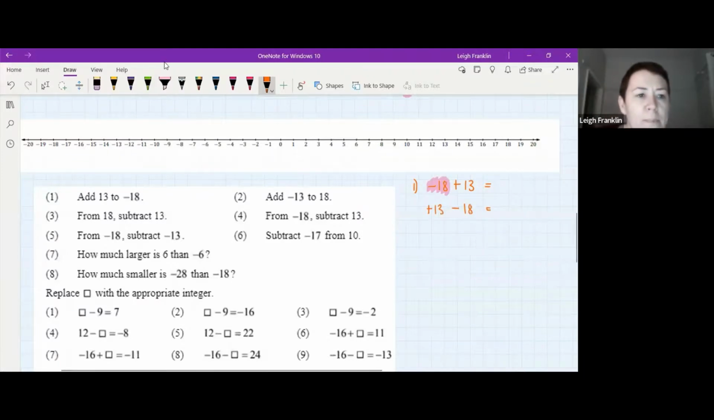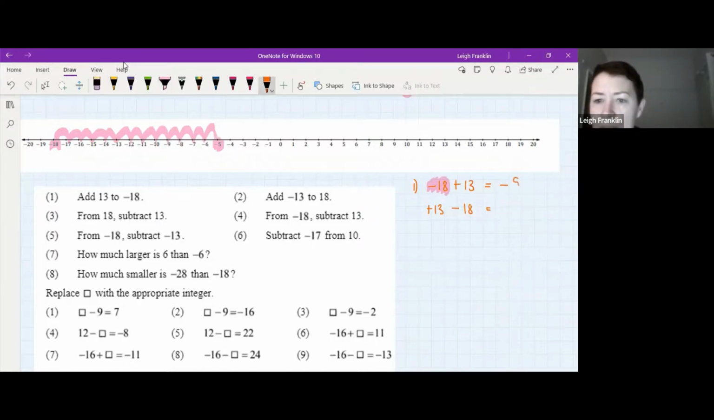Look here. So here's negative 18 all the way down there. When I add 13, I'm going to go 1, 2, 3, 4, 5, 6, 7, 8, 9, 10, 11, 12, 13. Oh, sorry, 13. Beg your pardon, I went one too many. Silly me. 1, 2, 3, 4, 5, 6, 7, 8, 9, 10, 11, 12, 13 places to the right, which means that I've ended at negative 5.